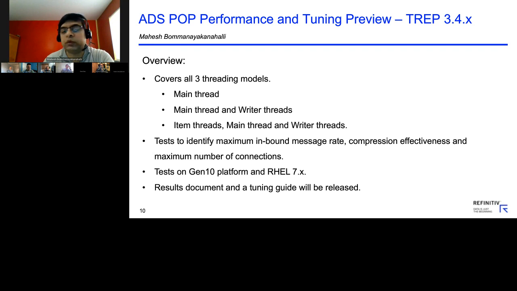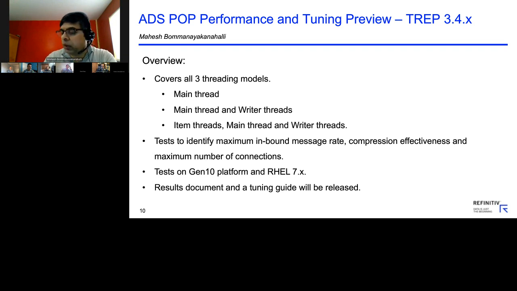One is obviously we want to identify what is the maximum inbound message rate the ADS POP can handle. As Jeff mentioned earlier, we are seeing more and more adoption and usage of ADS POP. There are certain scenarios where the ADS POP is the top level POP, where you have your caching and conflation functionality, and then a lower level POP, which is more for distribution. So depending on that, you have different needs. So the tests will identify those scenarios, the maximum inbound message rate and the maximum number of connections for the other scenario.